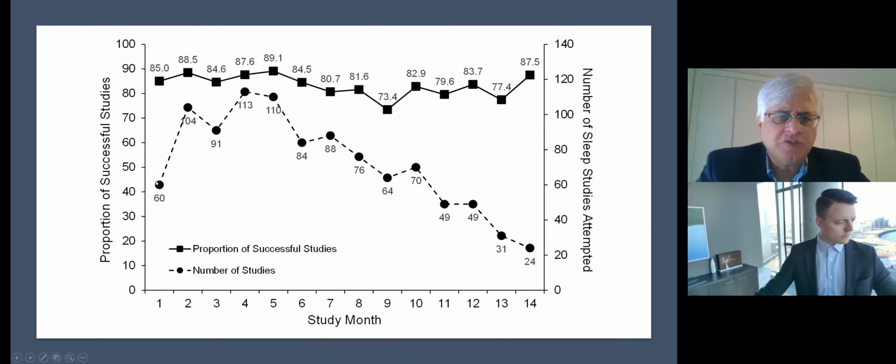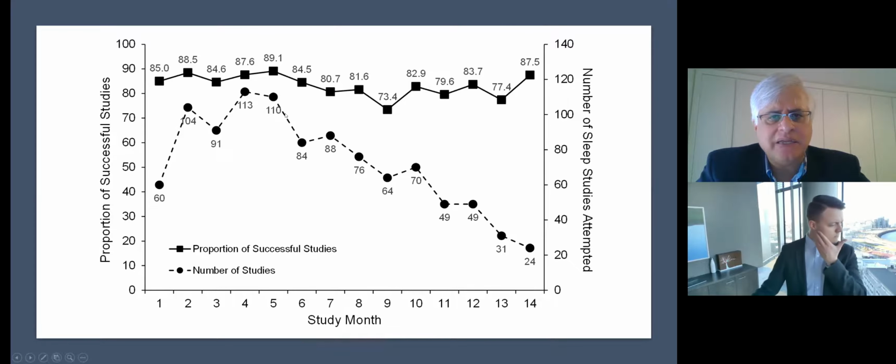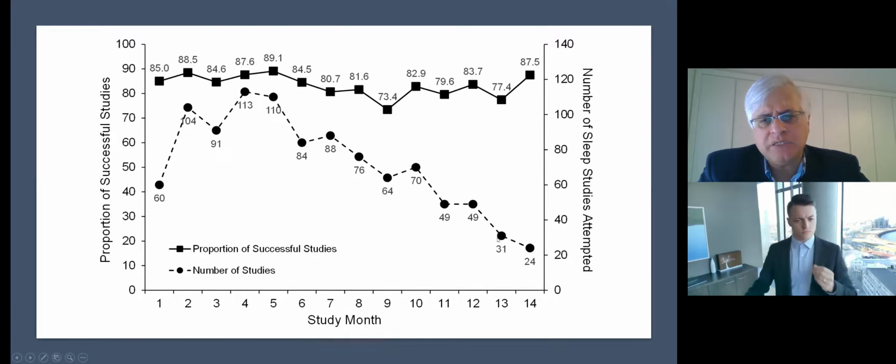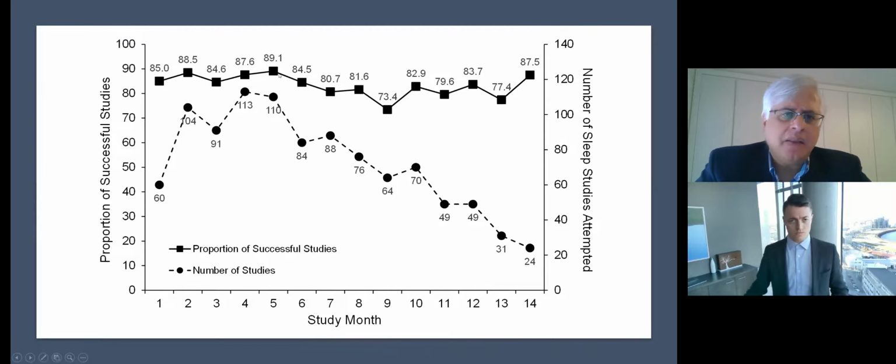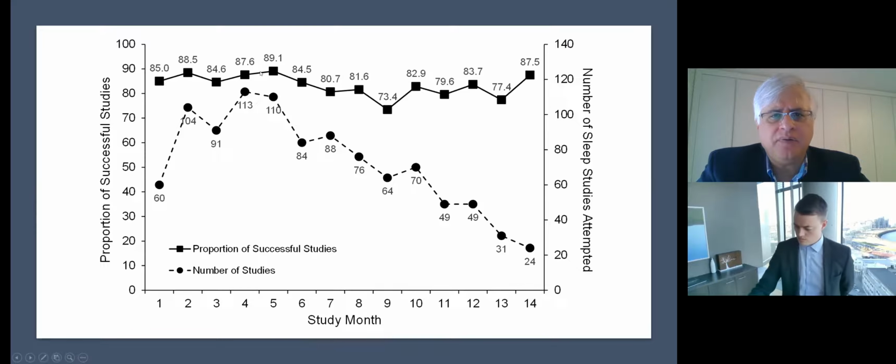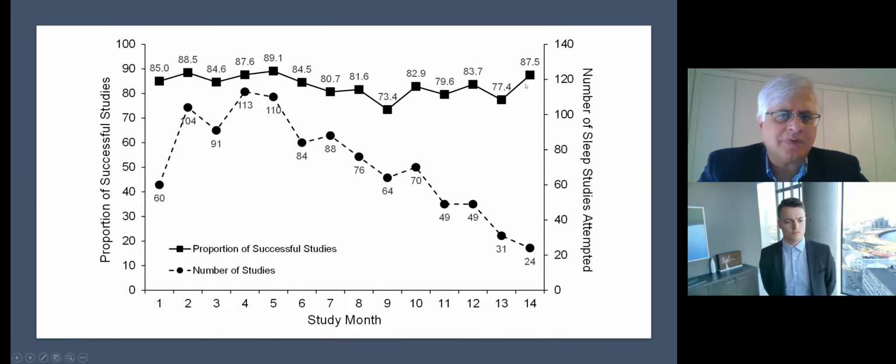What this shows you, in the first month, we did 60, we ramped up to 104 studies, and this line here shows you the number of studies we did per month over the 14-month period. And the line above demonstrates the proportion of successful studies per month. Across the entire 14-month period, we hovered at that sort of mid-80s number. So we could get a successful study 85% of the time on the first shot, which is what I mentioned in the last graph. And there was really no temporal decline.